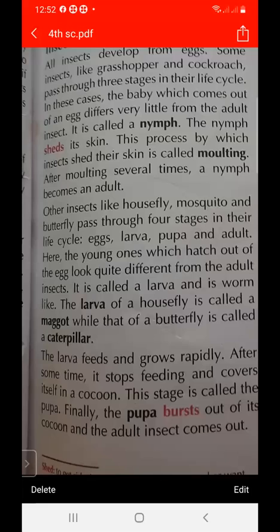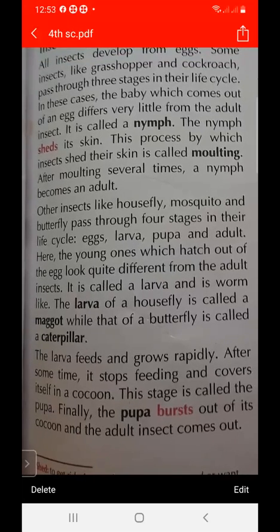The larva of housefly is called maggot, and the larva of butterfly is called caterpillar.